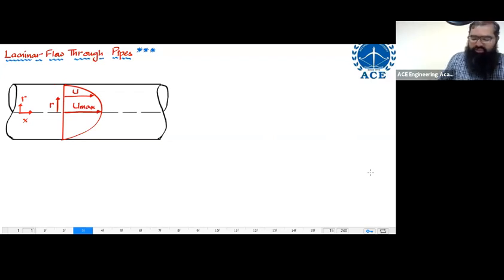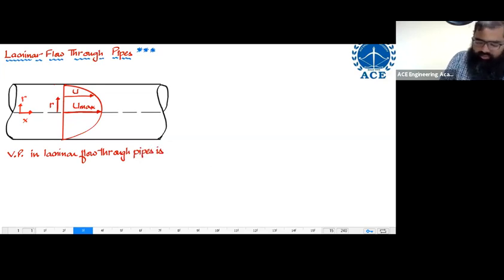So first note over here: the velocity profile in laminar flow through pipes is, remember this thing, parabolic.